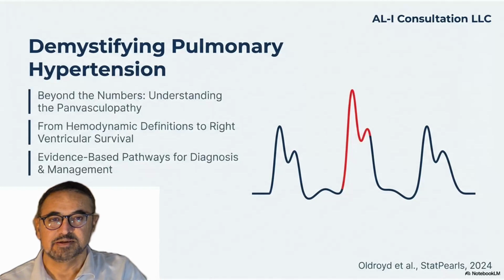regurgitant jet velocity. Extensive serological testing is negative for connective tissue disease, HIV, and liver disease, and a ventilation perfusion scan is completely normal, ruling out secondary causes. A right heart catheterization confirms the diagnosis of primary idiopathic pulmonary arterial hypertension, demonstrating precapillary hemodynamics with a mean pulmonary artery pressure of 48 millimeters mercury, a normal pulmonary artery wedge pressure of 10 millimeters mercury, and an elevated pulmonary vascular resistance of 8 Wood units.